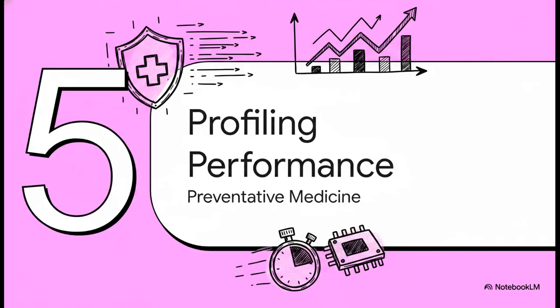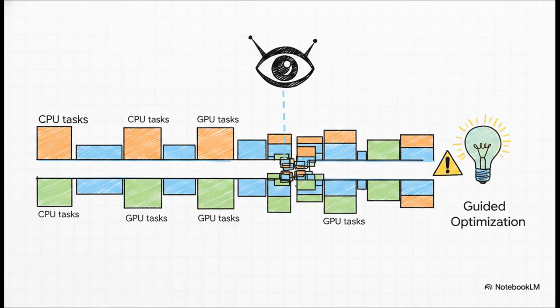Finally, let's wrap up with Section 5, Profiling Kernel Performance. So, now that we actually know how to squash our parallel bugs, let's shift gears to what I like to call preventative medicine. Because in GPU programming, it is not enough for our code to just be bug-free, it has to run fast. It needs to be incredibly efficient. We have to profile our kernel performance.